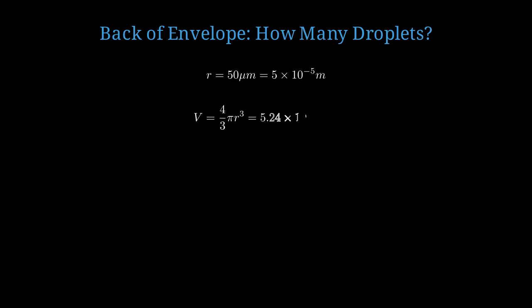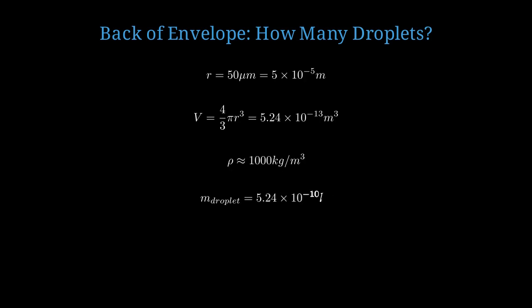Let's do a quick back-of-envelope calculation. Suppose we have droplets with a radius of 50 micrometers. How many droplets would we need to synthesize 1 gram of material? The radius is 50 micrometers, which equals 5 times 10 to the negative 5 meters. The volume of one droplet is 4/3 pi r cubed, which gives us 5.24 times 10 to the negative 13 cubic meters. Assuming a density similar to water, about 1,000 kilograms per cubic meter.